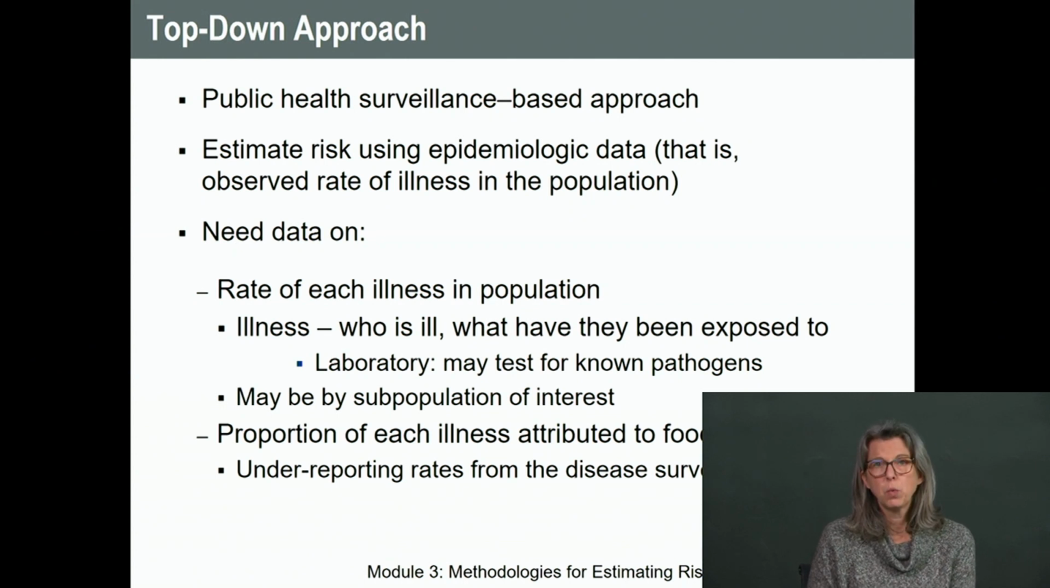And then you also want to know what proportion of illness is attributed to food. So if there's a pathogen that could be in the soil, and could be in animals, and could be in water, and could be in food, in order to do this analysis to link the risk to food, you would need to have information on that proportion.